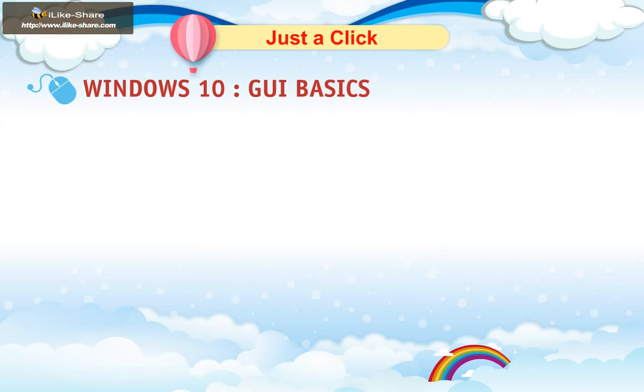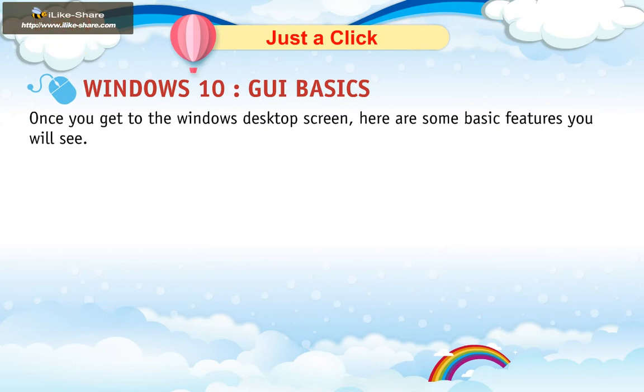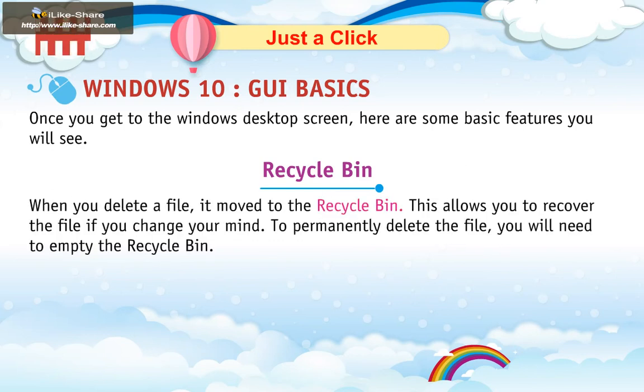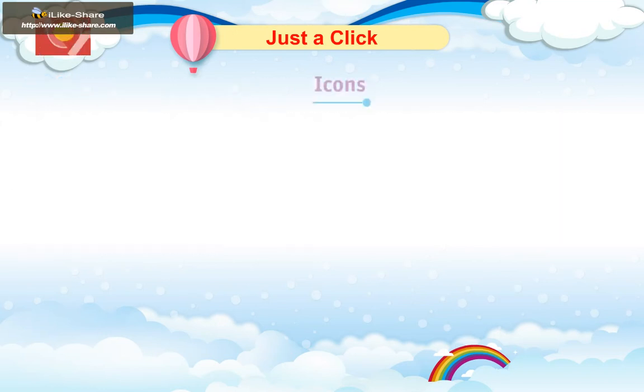Windows 10 GUI Basics. Once you get to the Windows desktop screen, here are some basic features you will see. Recycle bin. When you delete a file, it moved to the recycle bin. This allows you to recover the file if you change your mind. To permanently delete the file, you will need to empty the recycle bin.